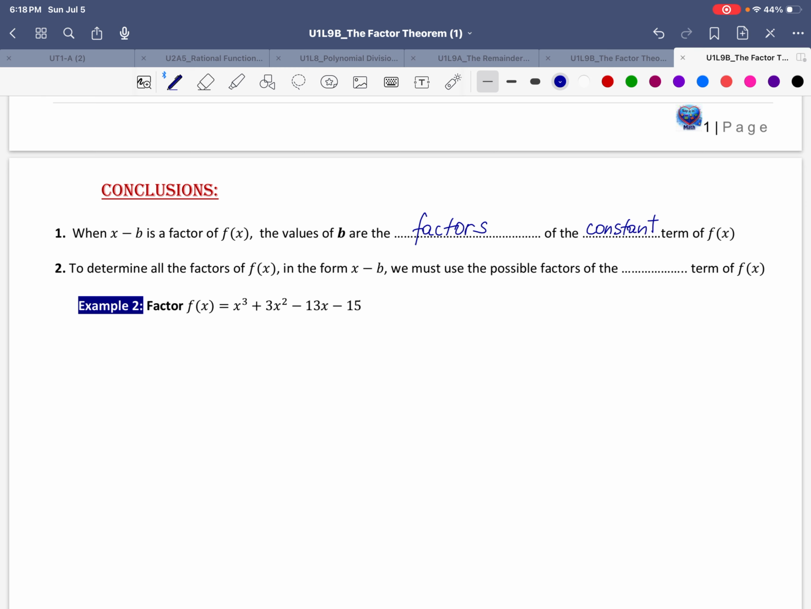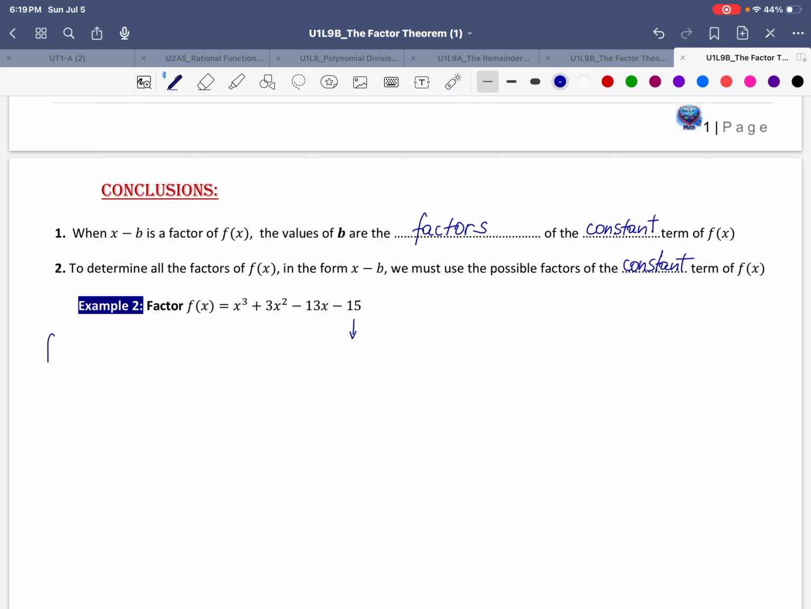To determine all the factors of f of x that are in the form x minus b, we must use the possible factors of the constant term of f of x. So let's put these ideas to work. What we have here is a cubic function, a third degree polynomial, and we want to write it in factored form. So we're going to start searching for the factors, which should be in the form x minus b.